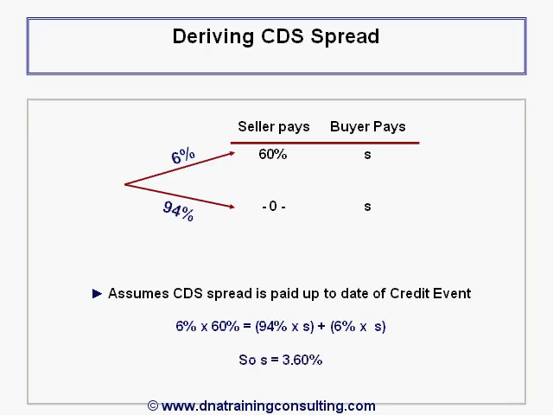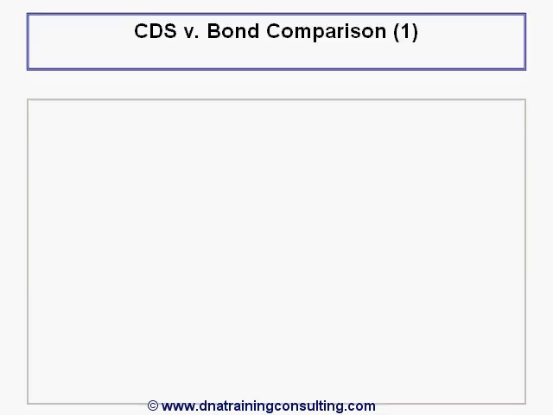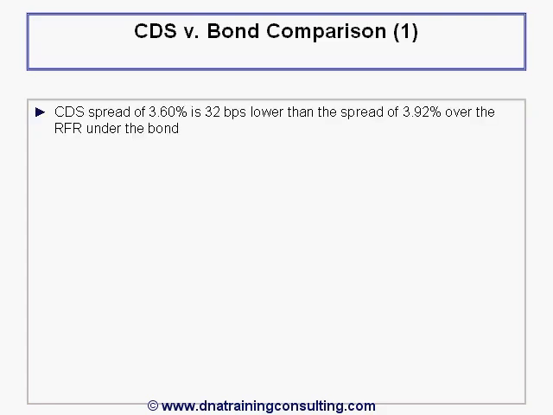Finally, solving the equation above, we get 3.60% for S, the spread. You probably noted that the CDS spread of 3.60% is 32 basis points lower than the spread of 3.92% over the risk-free rate that we obtained under the bond. Remember, the coupon there came out to 8.92%.